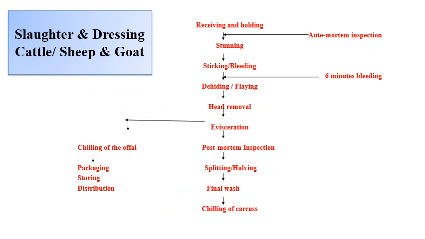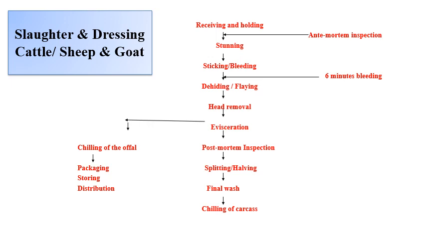Here, first I want to give an overall picture of the whole process of slaughter and dressing, and it is almost similar in the case of large animals and small animals, that is cattle and sheep and goat. You can see this flow chart. There is receiving and holding after the arrival of the animals through transportation. Then there is ante-mortem inspection. After that, the next day there will be stunning, by different methods which I am going to discuss later. Then there is actual killing by sticking or bleeding, which may take 6 to 8 minutes.